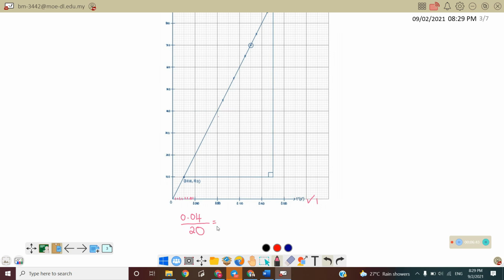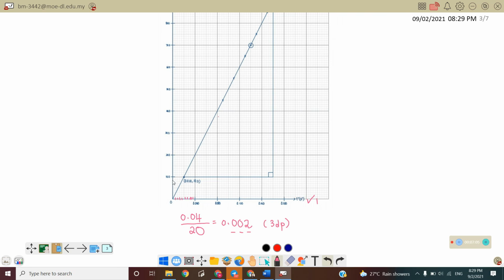Okay, so if you press calculator, 0.04 over 20, we will get 0.002, meaning that we can read until 3 decimal places.